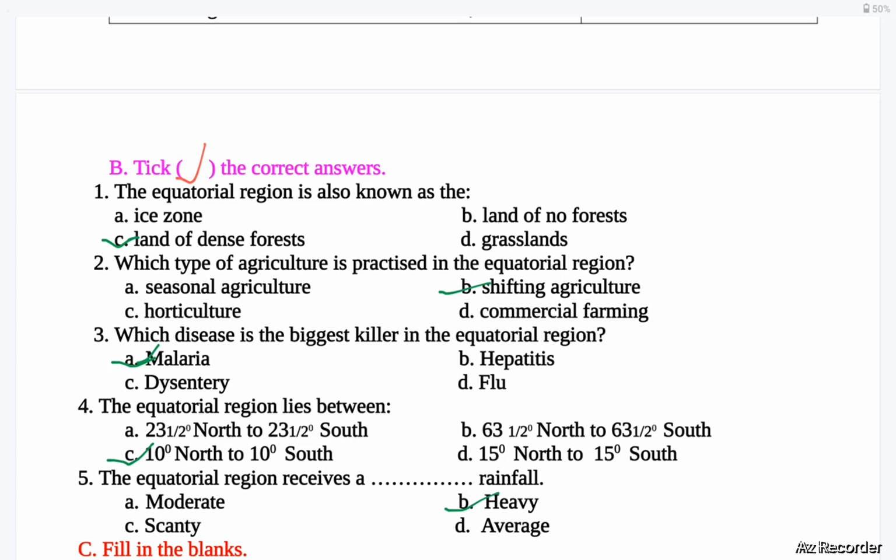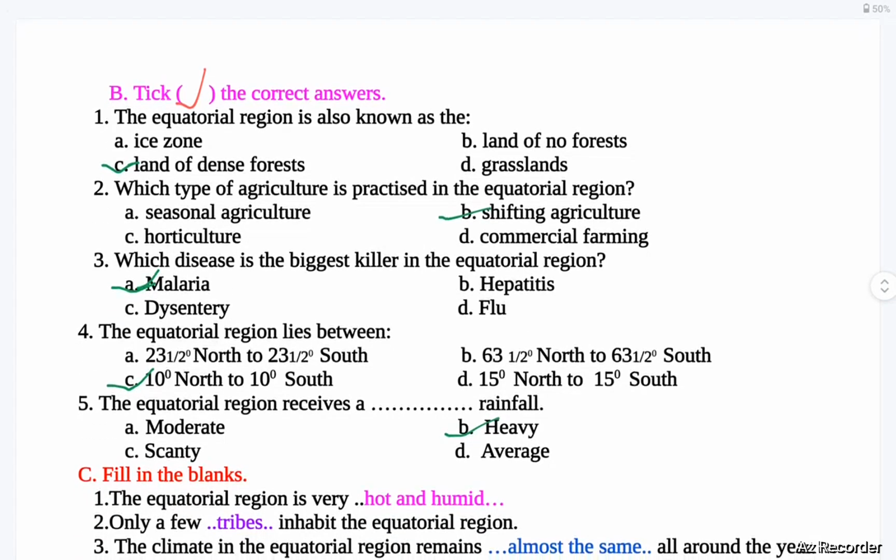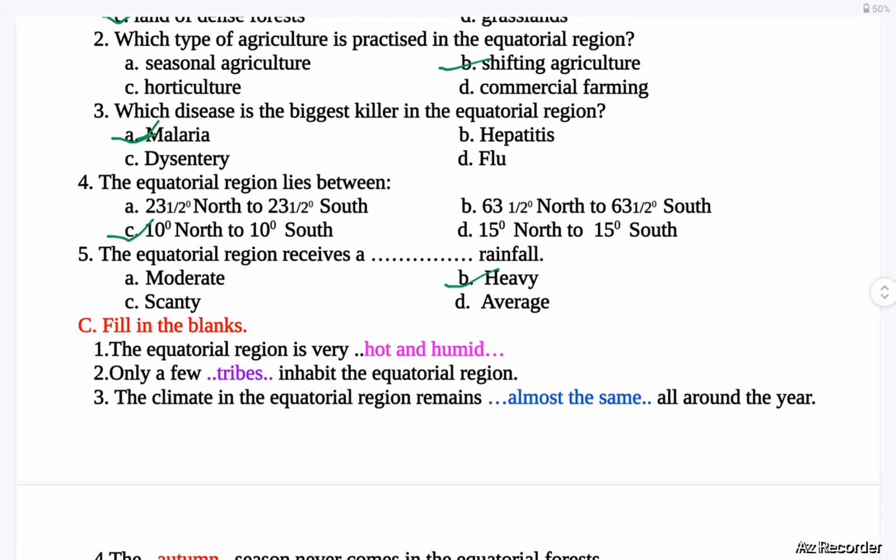So first question is, the equatorial region is also known as the. The answer is land of dense forest. So second question is, which type of agriculture is practiced in the equatorial region? The answer is shifting agriculture. So third question is, which disease is the biggest killer in the equatorial region? The answer is malaria. So fourth question is, the equatorial region lies between. The answer is 10 degree north to 10 degree south.